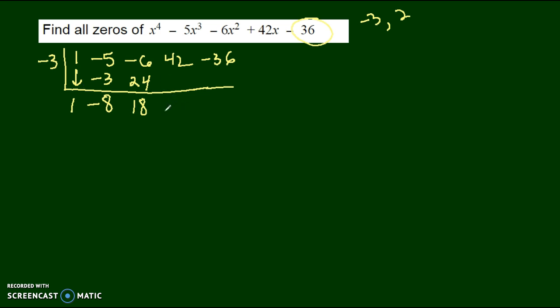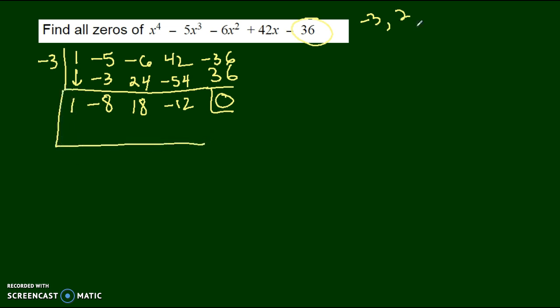20 times 3 is 60. 60 minus 6 is 54. Then this makes -12. And then -12 is +36. These cancel out to make 0 as expected. Now this was x to the 4th, so this is x cubed. So I have to go again with synthetic division until I get down to x squared.